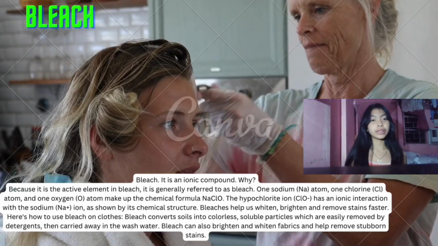Here's how to use bleach in clothes. Bleach converts soils into colorless, soluble particles which are easily removed by detergents, then carried away in the wash water. Bleach can also brighten and whiten fabrics and help remove stubborn stains.